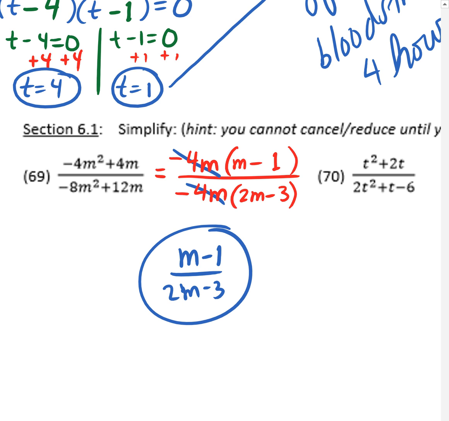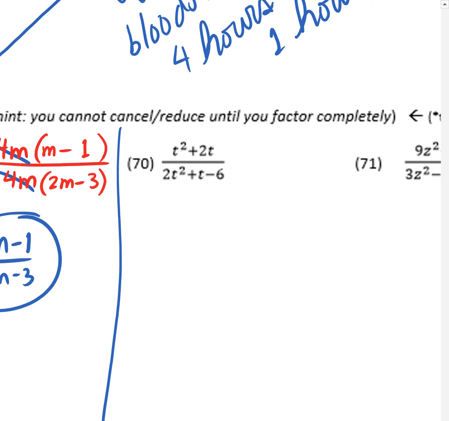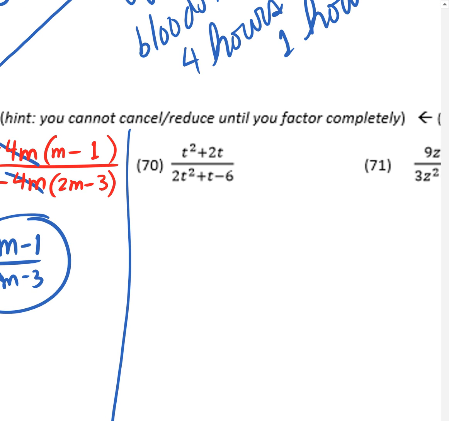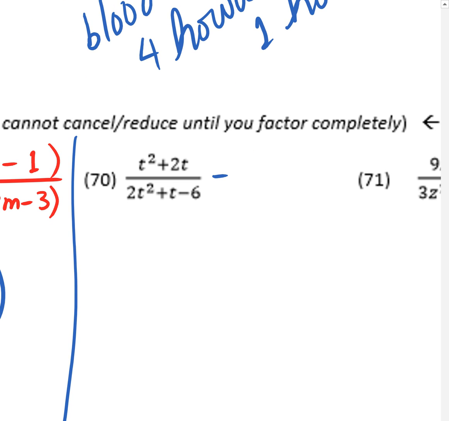And you cannot cancel those m's, because those m's are both part of their little factors. The m on the top is part of m minus 1, the m on the bottom is part of 2m minus 3. Okay. This next one, the top has a common factor of t, so I'll factor that out.